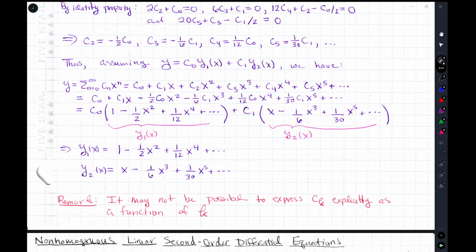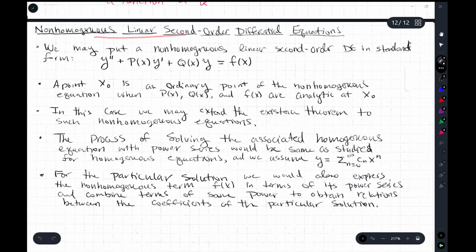Now, a quick word about non-homogeneous linear second order differential equations. So we could have had a non-homogeneous term there. And now an ordinary point would have to be one where p of x, q of x, and f of x, after putting it in standard form, so you're always working in standard form for the theorem, are analytic about x naught. So you need all three of these now to be analytic. And we could extend the existence theorem to this case.